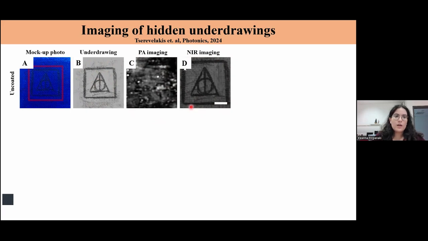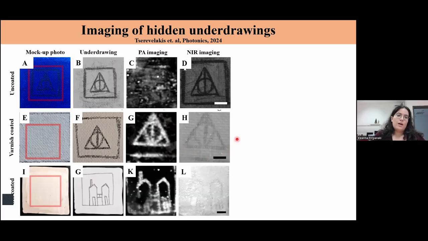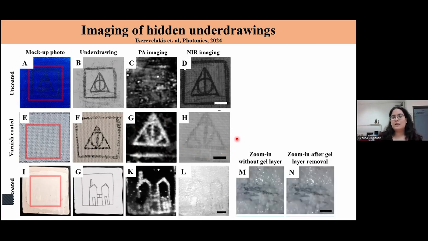of the underdrawing. But when we have a protective varnish layer on a mockup, the photoacoustic technique can not only give an imaging of the underdrawing, but with a very, very good imaging contrast compared to what NIR can give. Now, whenever we don't have this varnish layer, we have created a gelatin gel that can easily be applied with a syringe and removed by hand.